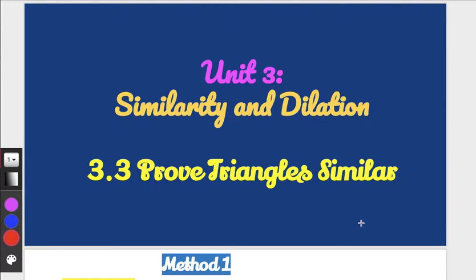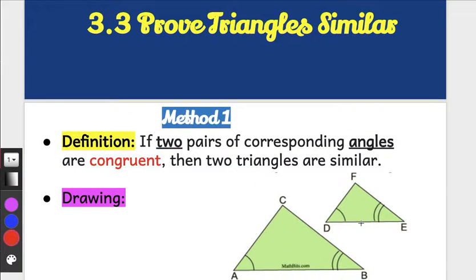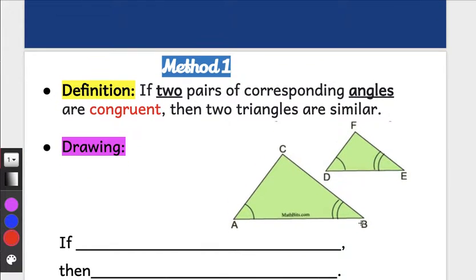Hello everyone, today we're going to continue our conversation about proving triangles similar. As I mentioned, we have 3 methods in total. So in previous class, we mentioned the first 2 methods. Before we start the lesson, let's quickly review what the first 2 methods are.